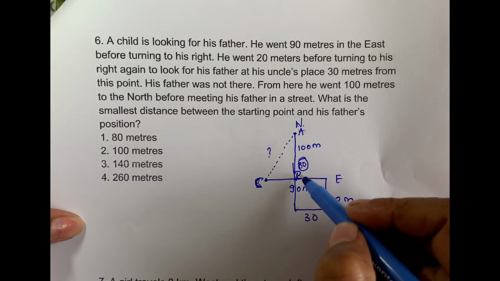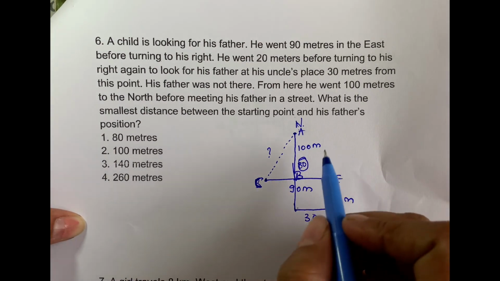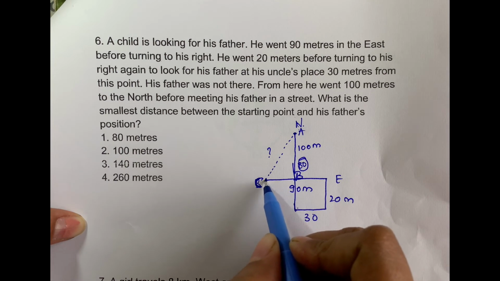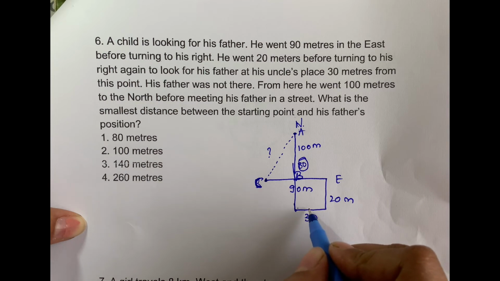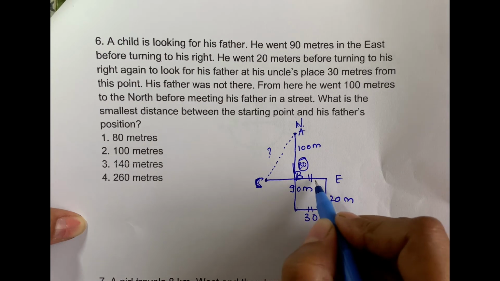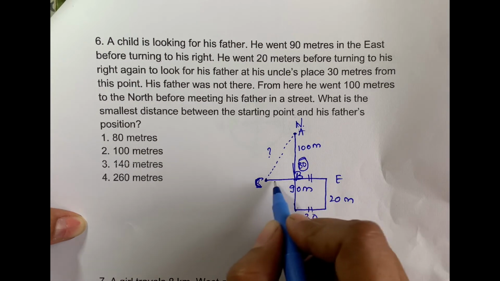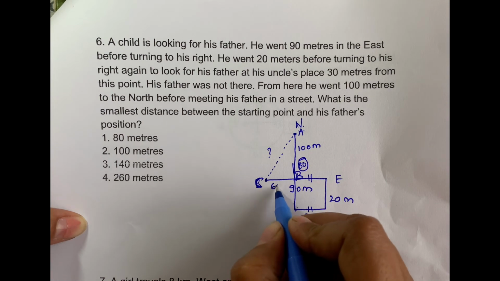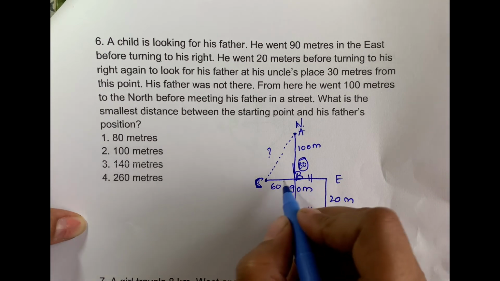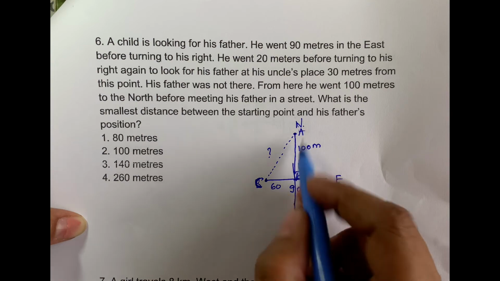So now AB has come up to 80. Now how about this? See, this was actually 90 meters. Initially, this was 90 meters. And since this is 30, this portion should be 30. So if this is 30, how much should this be? This should be 60. 90 minus 30 is 60. So now BC is 60, AB is 80.